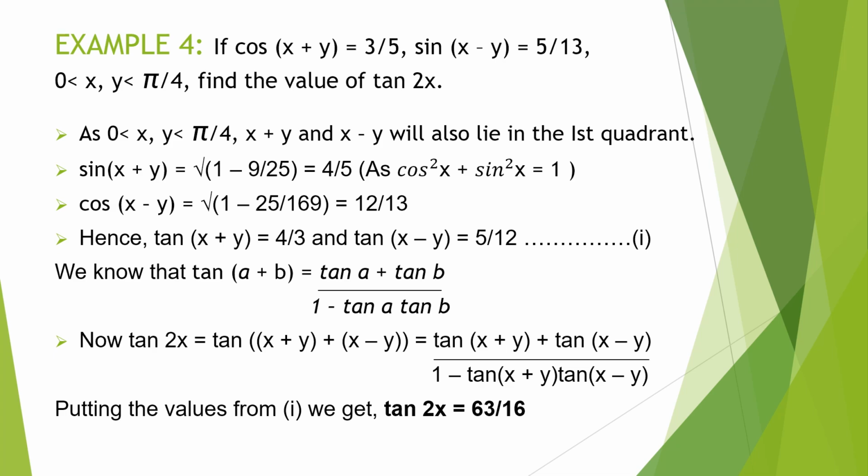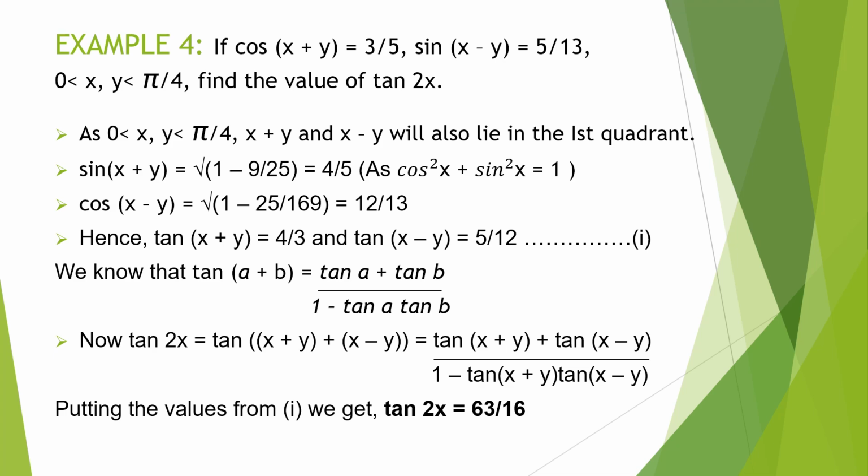Similarly for cos(x minus y). Cos(x minus y) is root of 1 minus sin square(x minus y). Putting the given value we get 12 by 13. So now what is tan? Sin upon cos. So tan(x plus y) is sin(x plus y) upon cos(x plus y), which is 4 by 3. And similarly tan(x minus y) is 5 by 12. Why are we finding the tan values? Because we want to find tan 2x.